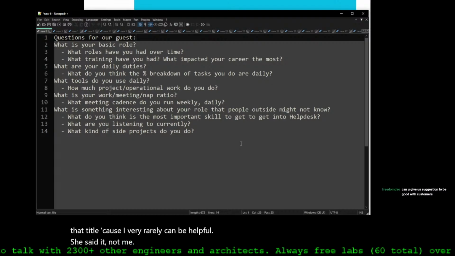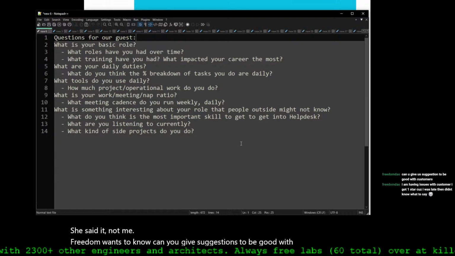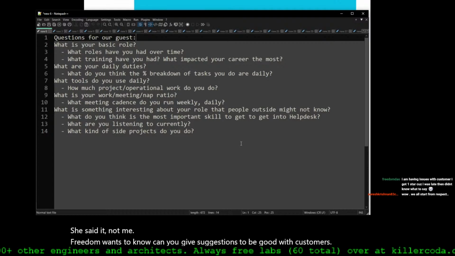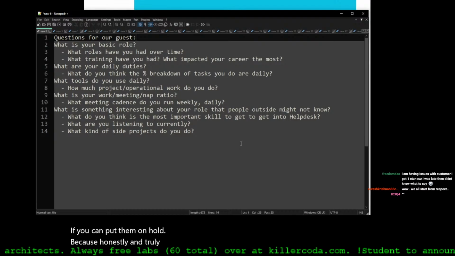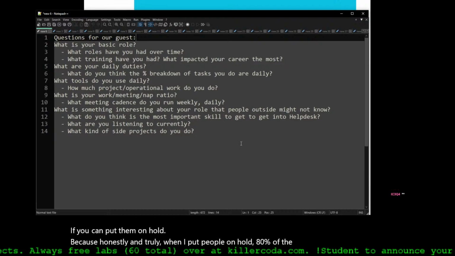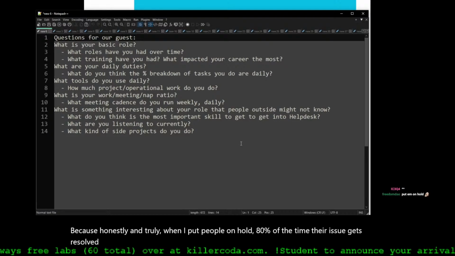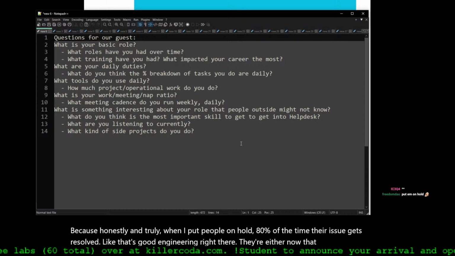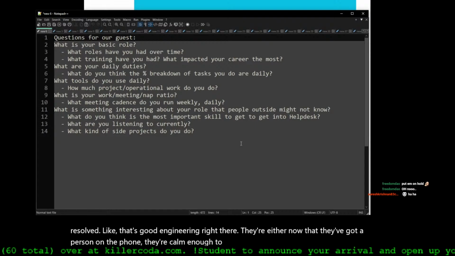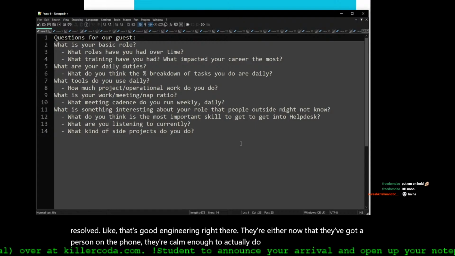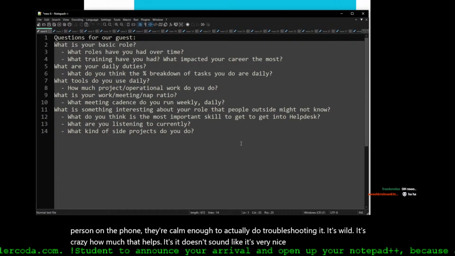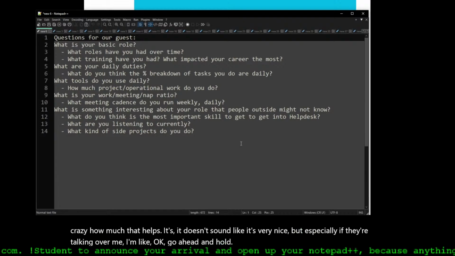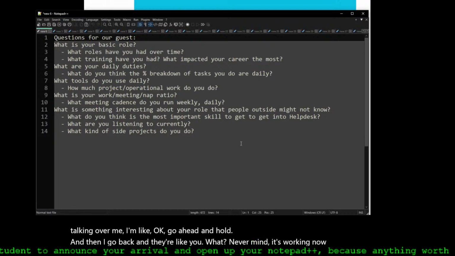Oh, Freedom wants to know, can you give suggestions to be good with customers? If you can, put them on hold. Because honestly and truly, when I put people on hold, 80% of the time their issue gets resolved. Like, that's good engineering right there. Now that they've got a person on the phone, they're calm enough to actually do troubleshooting. It's crazy how much that helps. It doesn't sound very nice, but especially if they're talking over me, I'm like, okay, go ahead and hold. And then I go back and they're like, oh, you know what? Never mind. It's working now. Or I figured it out.